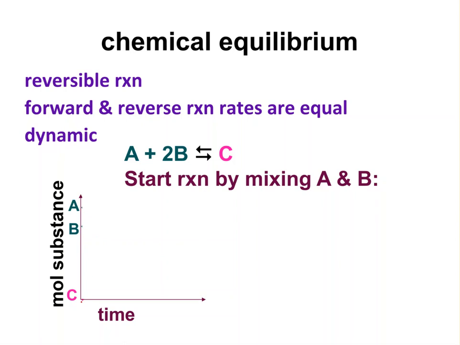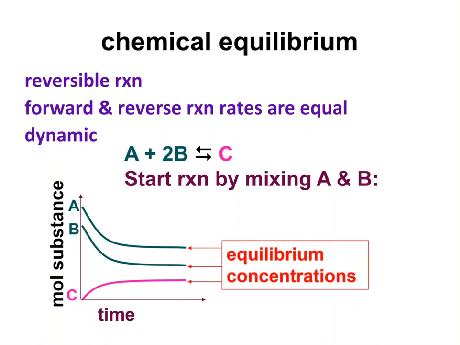I'm going to expect the concentration of C to initially build up because it started at 0, and as the reaction goes, it'll build up. So let's see what happens. Okay, so it changes for a while, but then it reaches a place where the concentrations no longer change. And this is where we've reached equilibrium. So those concentrations are equilibrium concentrations because they remain constant at that point.